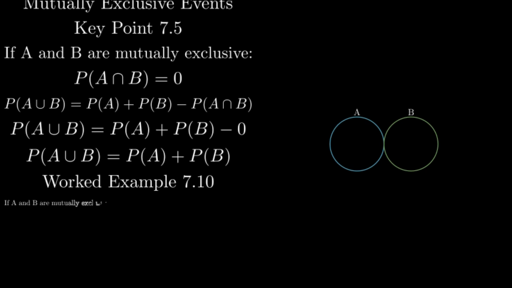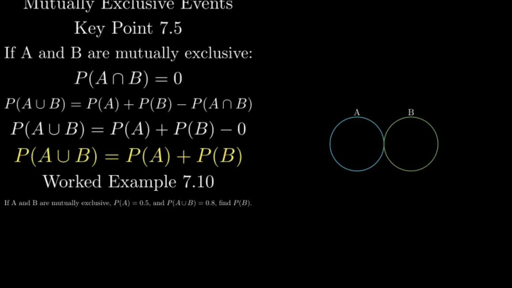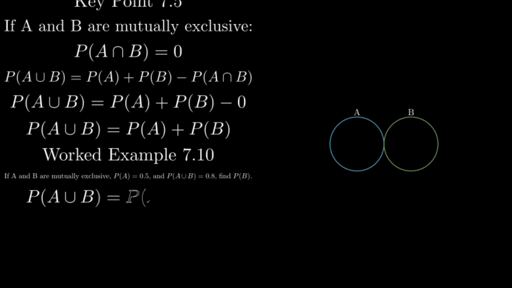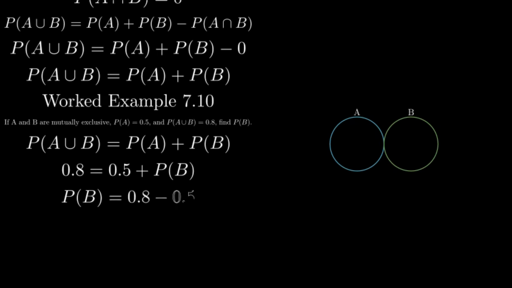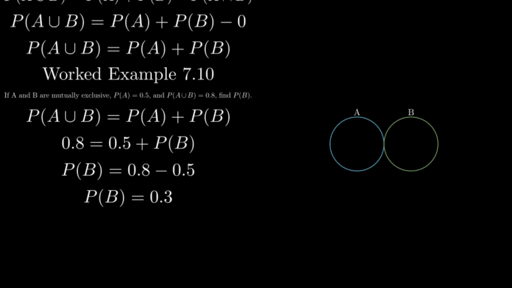Let's apply this to an example. If two events A and B are mutually exclusive, and we know P(A) is 0.5 and P(A or B) is 0.8, what is P(B)? Since the events are mutually exclusive, we can use our simplified formula. P(A ∪ B) equals P(A) plus P(B). Now we plug in the values we know. 0.8 equals 0.5 plus P(B). To find P(B), we just subtract 0.5 from both sides. This gives us P(B) equals 0.3. It's a very straightforward calculation once we recognize the events are mutually exclusive.